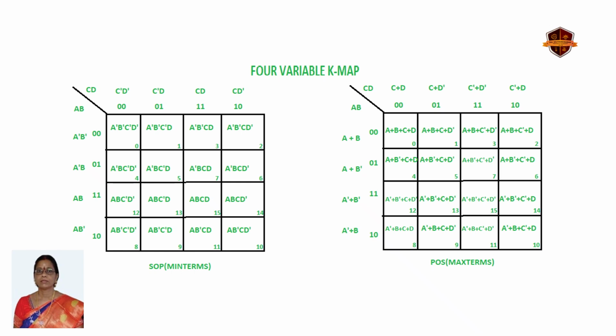Similarly, POS, product of sums, is otherwise called max term. So 0, 0, here the product term is represented as A bar, B bar. In the same way, vice versa, for max term, 0, 0 is represented as A plus B. Okay, so 0, 1 will be A plus B bar. 1, 1 is A bar plus B bar. The same rule applies to the CD variables. So sum of products means min terms and product of sums is max terms.